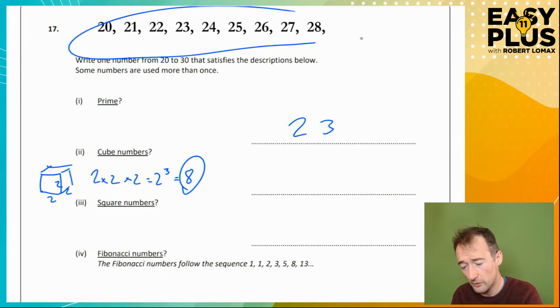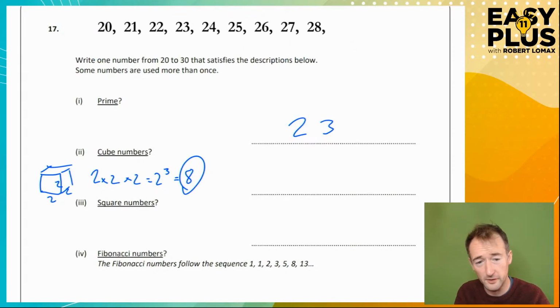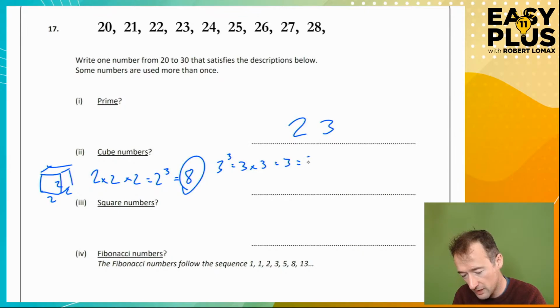Don't go through all these numbers testing them. That is not the best way to do it. What's the next cube number? 3 cubed equals 3 times 3, which is 9, times 3 is, what? 27. That's up here. We got it. 27. Okay, that's the only option here.